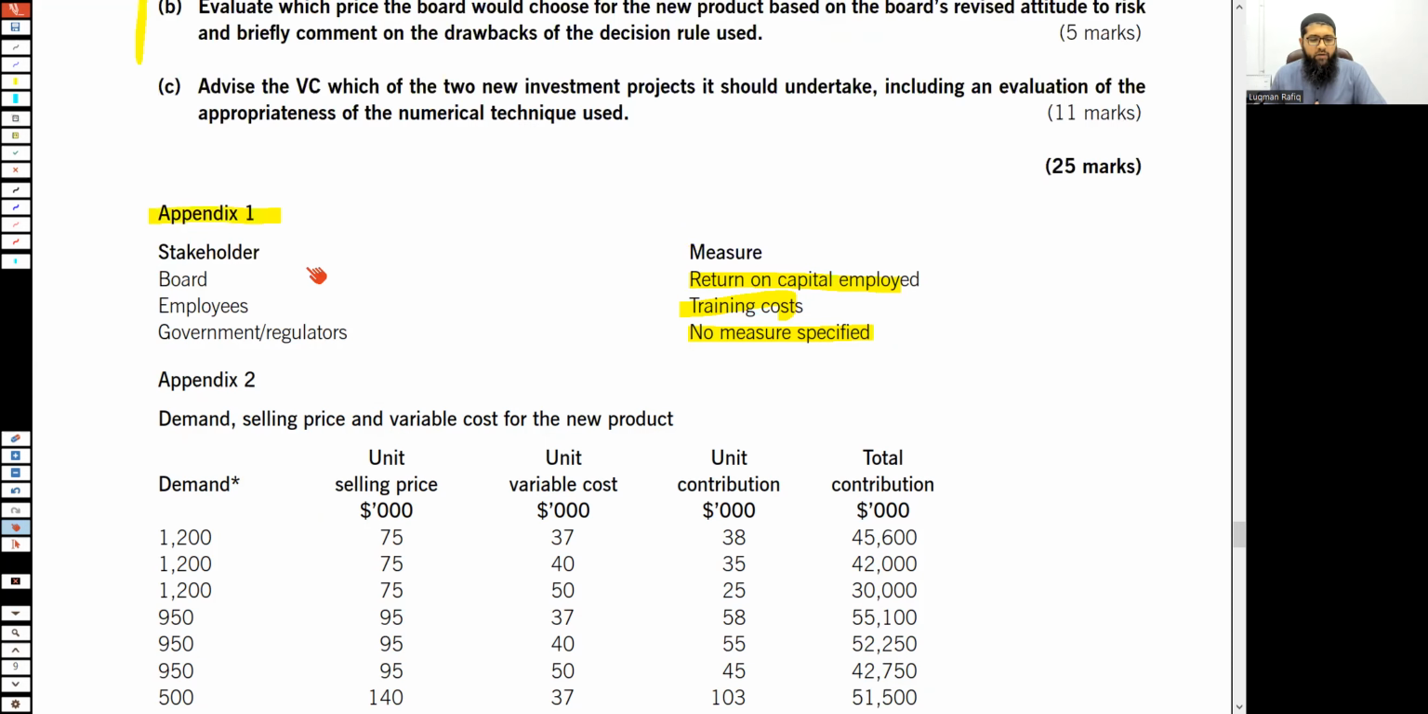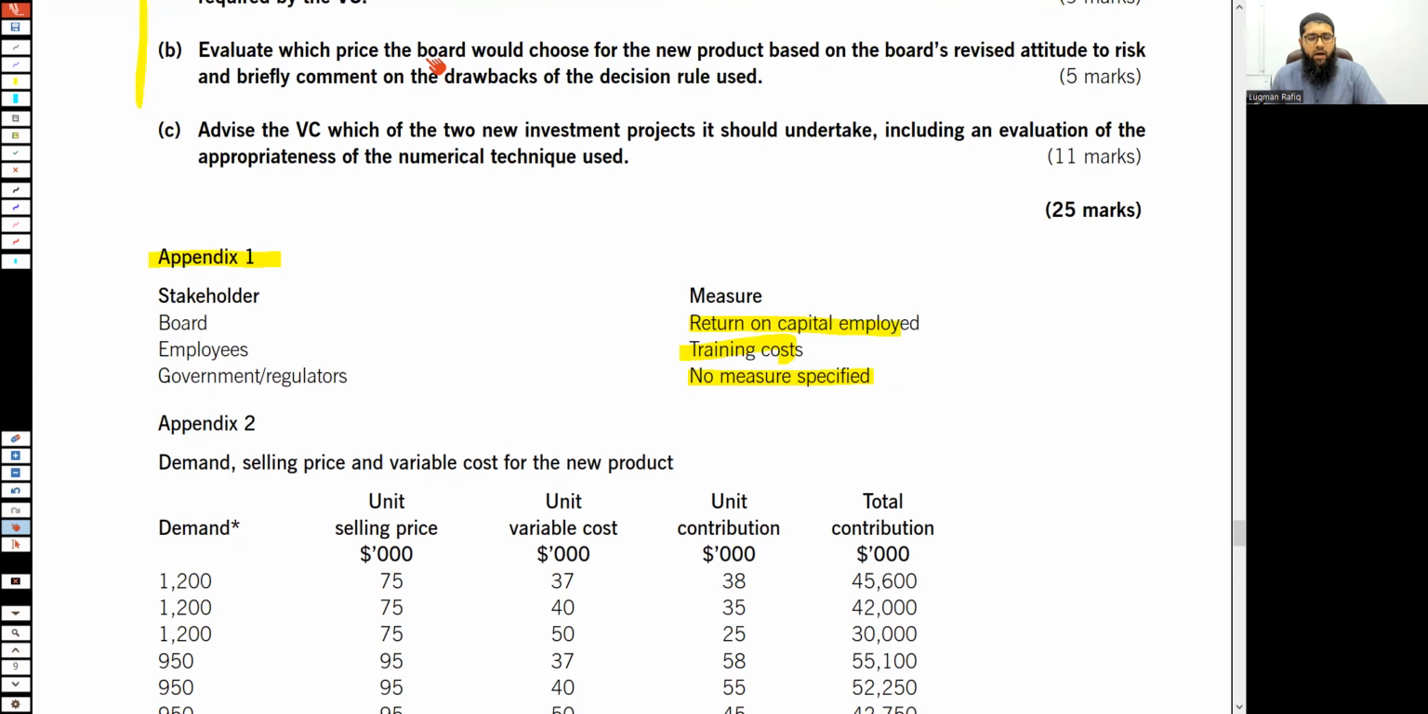So what is the requirement of the question? It says evaluate which price the board would choose for the new product based on the board's revised attitude to risk, and briefly comment on drawbacks of the decision rule used.